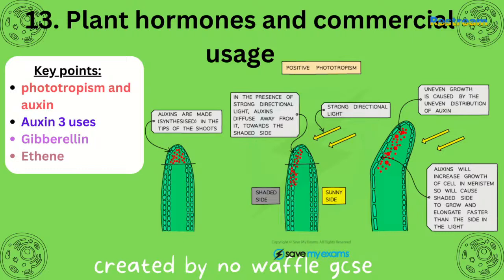Okay. Now, right about now, there would be a required practical, but we're not covering that in this video. So let's just move on to the 3 uses of auxin. So firstly, auxin can be used for killing weeds, because you may be like, how can auxin be used for killing weeds if it's used to promote growth in plants and shoots and roots?